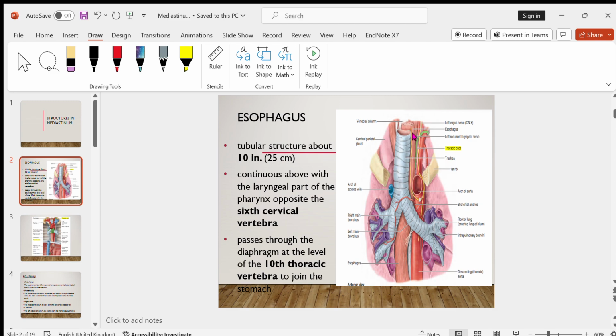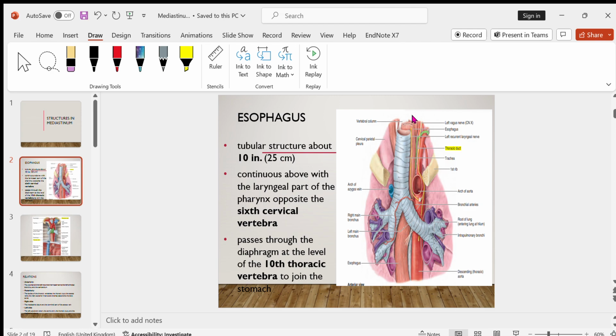It is continuous above with the pharynx, the laryngopharynx, the laryngeal part of the pharynx, that is the third part of the pharynx. The first two being the nasopharynx and the oropharynx. The third part of the pharynx, that is the laryngopharynx, continues downwards as the esophagus. This fleshy colored tube is the esophagus.